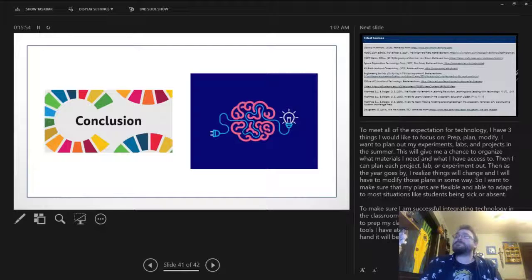To make sure I'm successful integrating technology in the classroom, I want to make sure I have a plan. I need to prep my classroom as well as take account of all the tools I have at hand. When I know what tech I have on hand, it'll be easier to implement in my lessons.